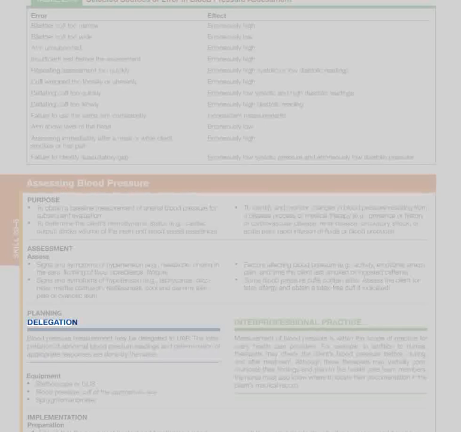Planning, delegation: Blood pressure measurement may be delegated to UAP. The interpretation of abnormal blood pressure readings and determination of appropriate responses are done by the nurse.